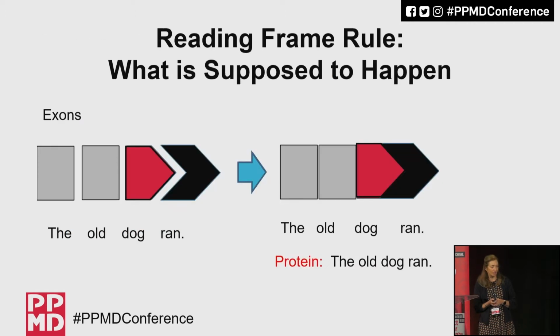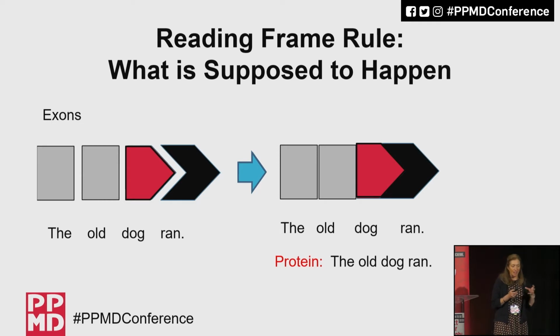So the next several slides are going to focus mainly on boys who have a whole exon or multi-exon deletions, because that is more commonly what we see. But I want to point out something called the reading frame rule, which maybe your doctors have talked to you about. So this is kind of what's supposed to happen.